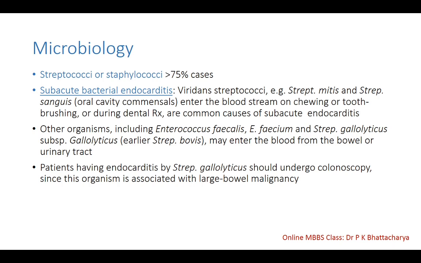In the subacute bacterial endocarditis variety, the causative organism is Streptococcus viridans, like Streptococcus mitis and sanguis, which are usual commensals of the oral cavity. They enter the bloodstream by minor injury to the oral cavity, like during chewing or while brushing the teeth or during some minor dental procedures. And this leads to the disease of subacute bacterial endocarditis.